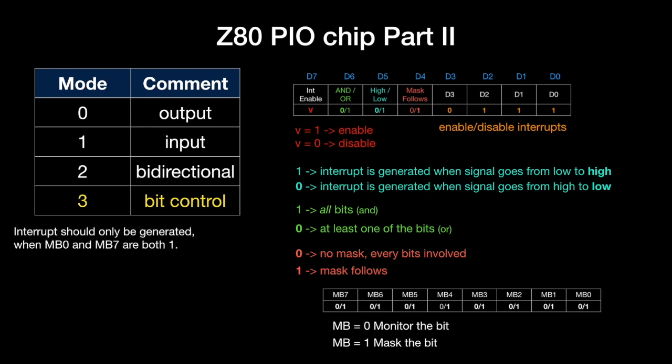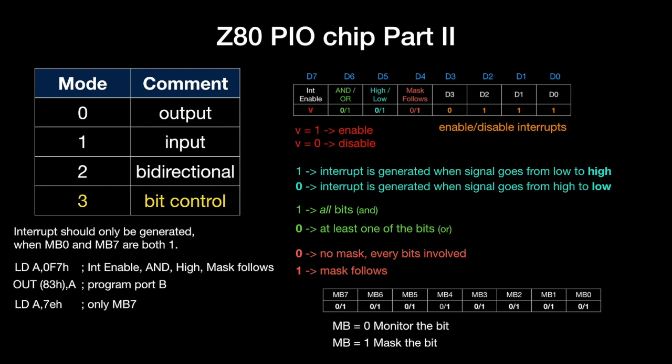So, example, interrupt should only be generated when MB0 and MB7 are both 1. So, you have to enable the interrupt. That's D7 1, so that's 8. You want to do an AND, that's 4, 8 and 4 is 12. The value should be 1, that's 2, so it's 14. And you want to specify a mask, that's D4, 1. That's why there's an F, and the command is 7. So you have to send F7 to the control port.